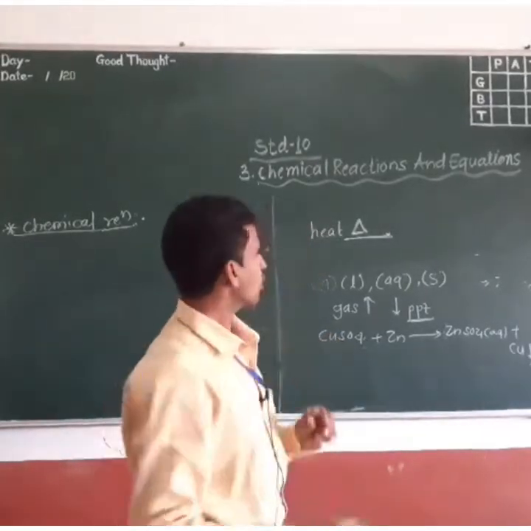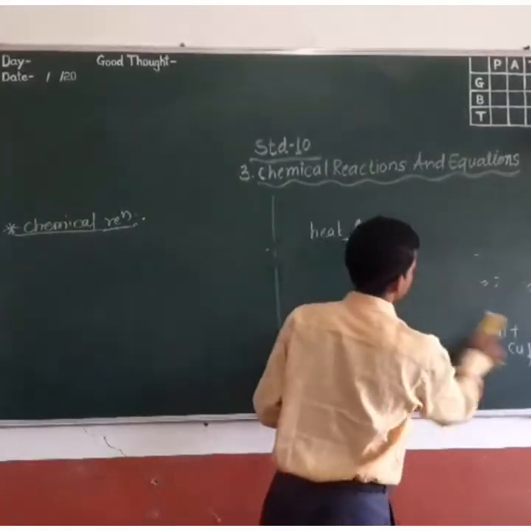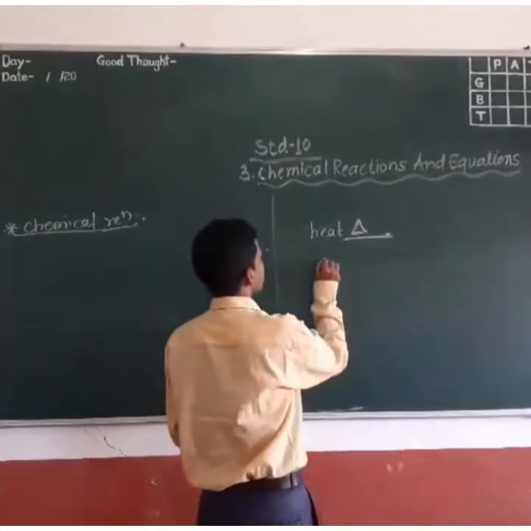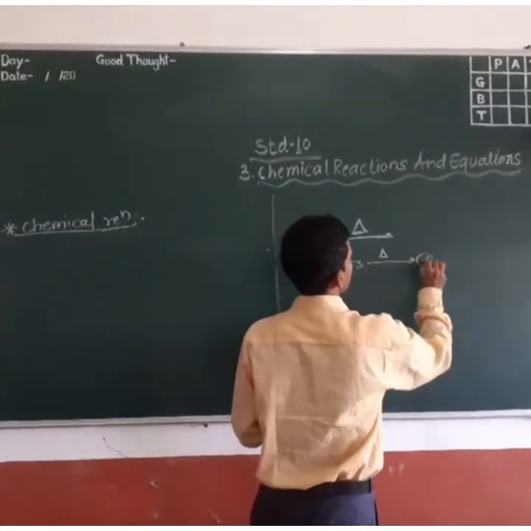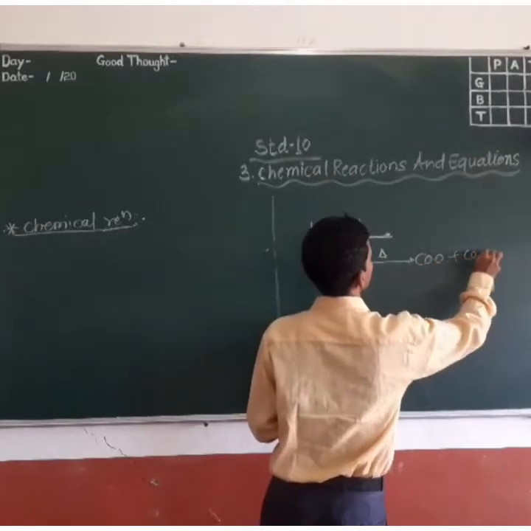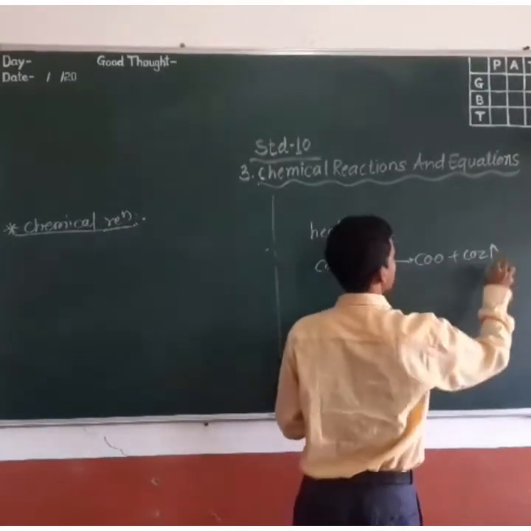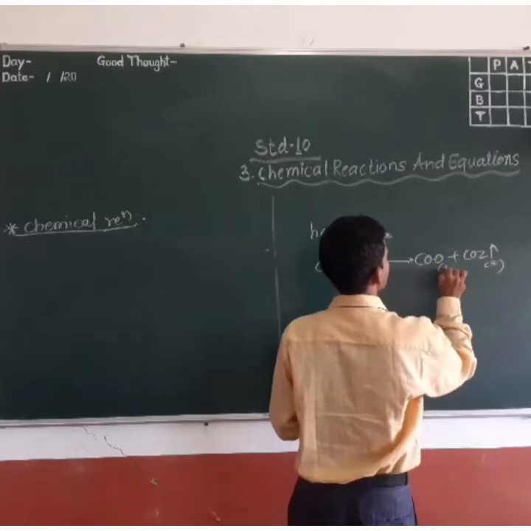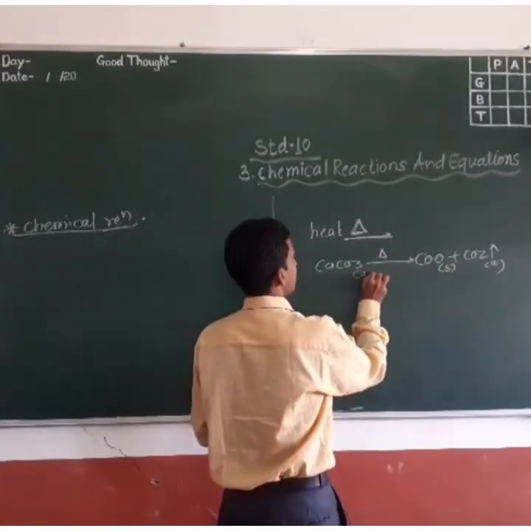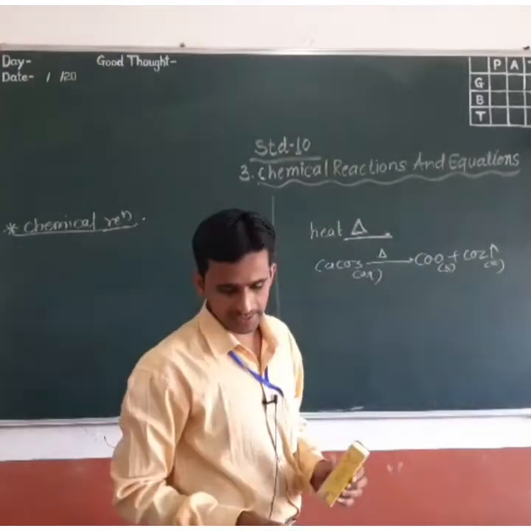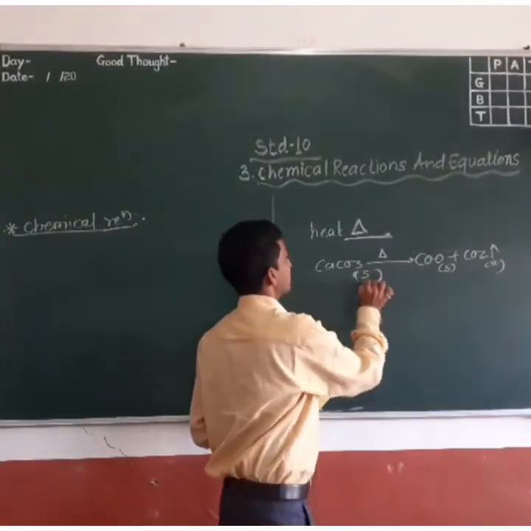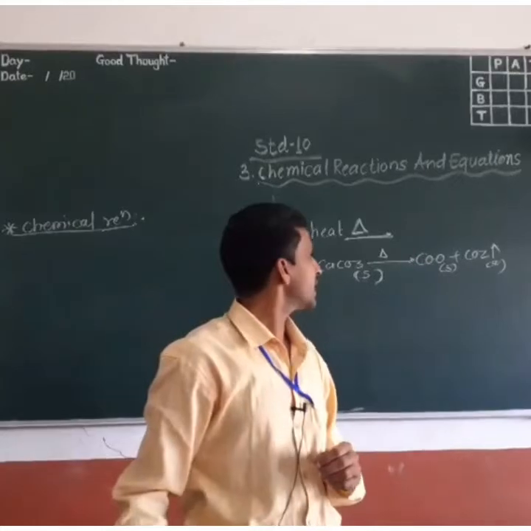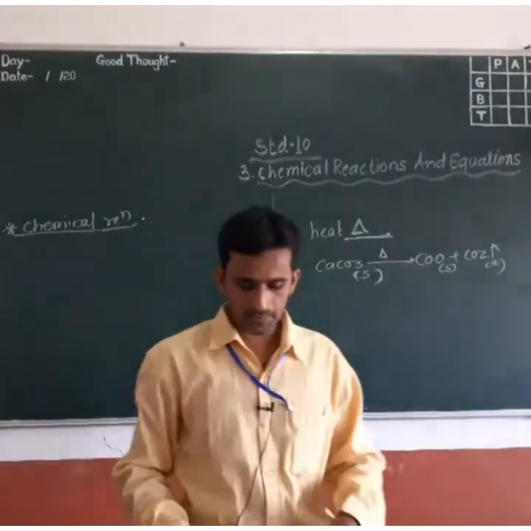For example, calcium carbonate, which is solid, on heating forms calcium oxide plus CO2. CO2 is in the gaseous state, and calcium carbonate and calcium oxide are solid substances.